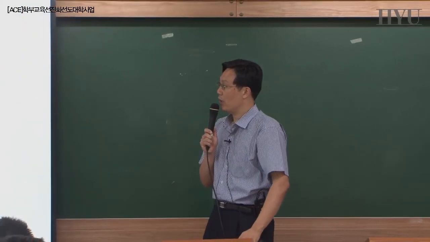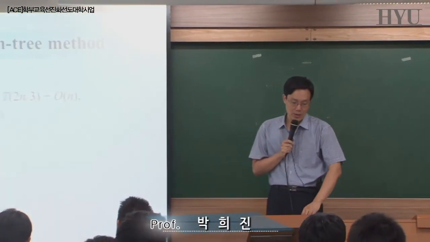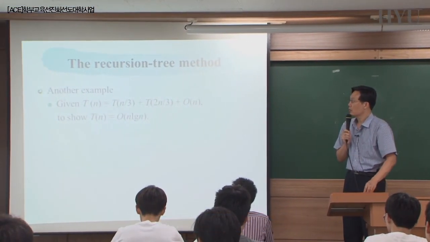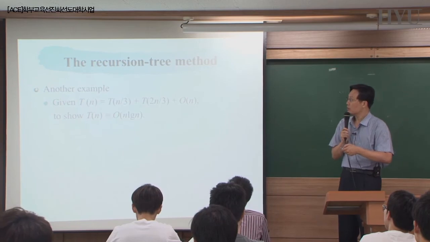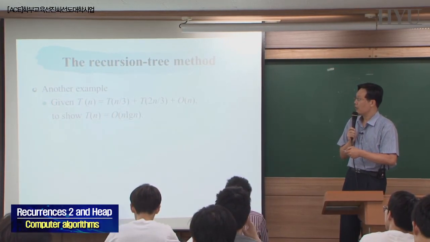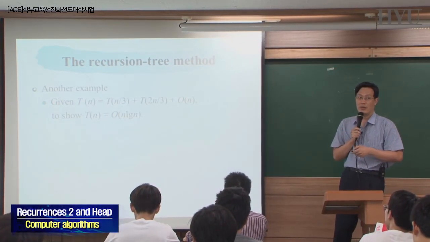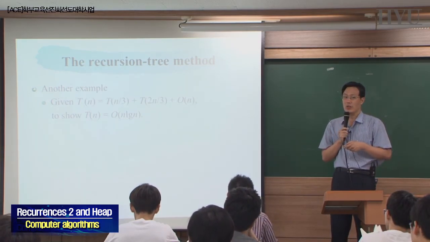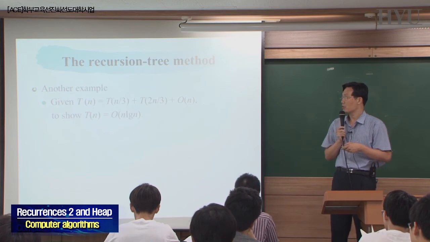Today I will explain another recursion tree example. Look at this example. It's T(n) equals T(n/3) plus T(2n/3) plus big O of n.